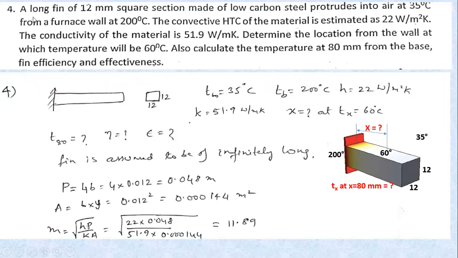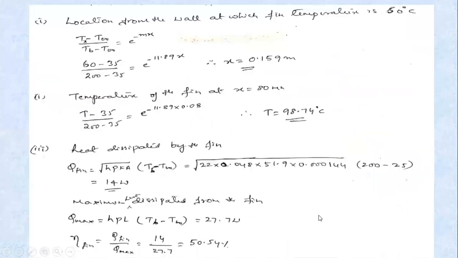Since the long fin is already given, we assume it as a long fin. The first thing to do is find the value of m. To get m, you need the perimeter. Perimeter is 4 times the breadth, or you can also write 2 times (this plus this); both are the same. The area is 12 squared. Then m is equal to the square root of h p divided by k a. You will get the value of 11.89.